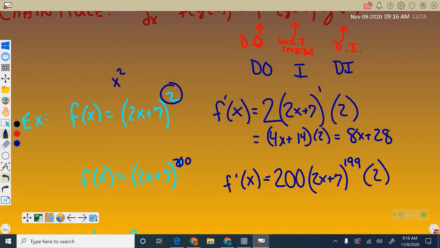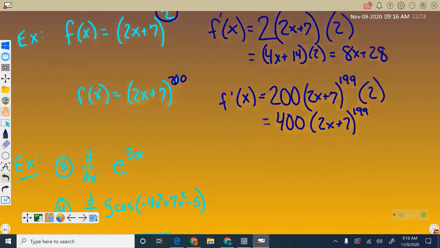The way you would simplify this, I can't distribute into something that has an exponent. The only reason I can do it up here is because this exponent being 1 means essentially there is no exponent up there for us to work with. So the only thing I can do is multiply the 2 and the 200, because they're both numbers without exponents on them. So I can say 400 times (2x + 7) all to the 199th. That's the way your multiple choice answer would end up looking.